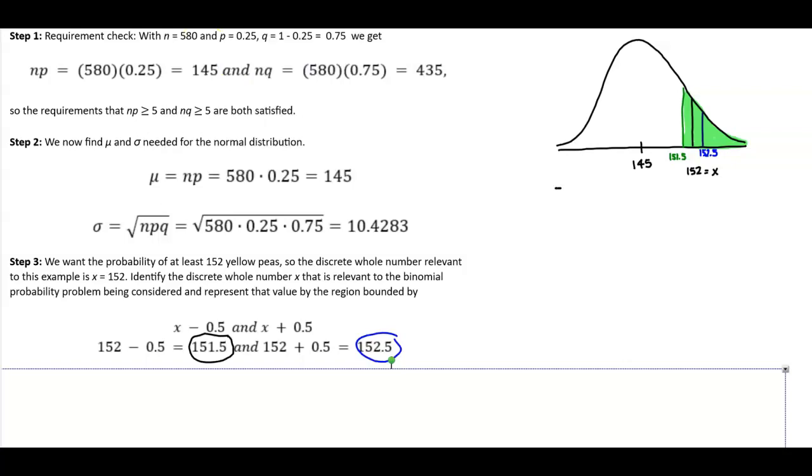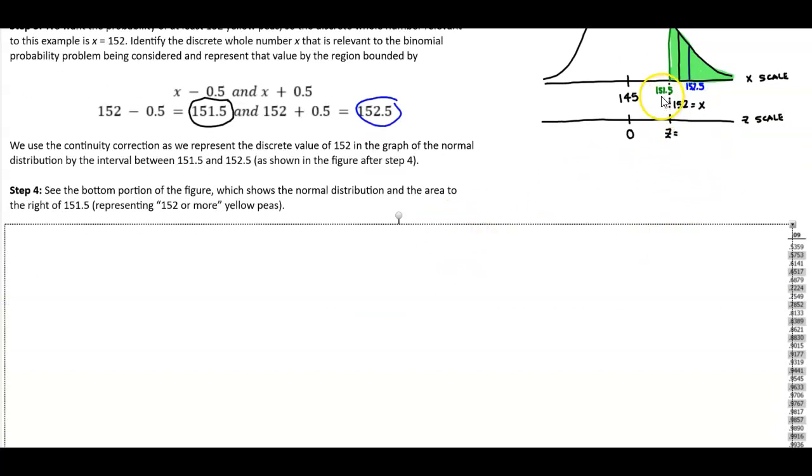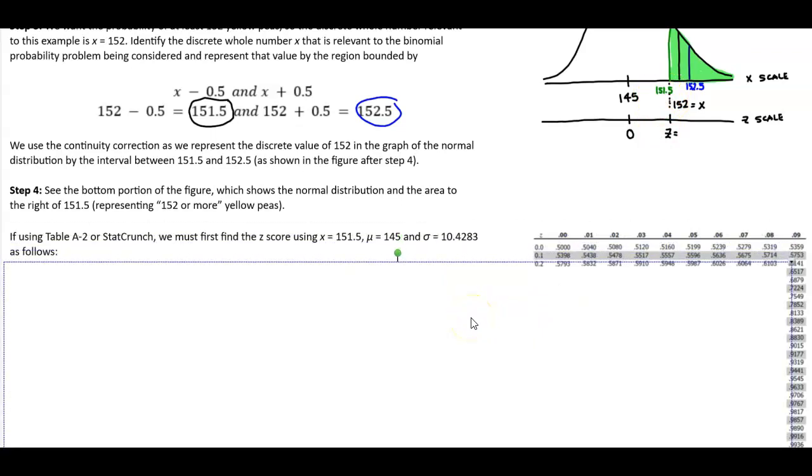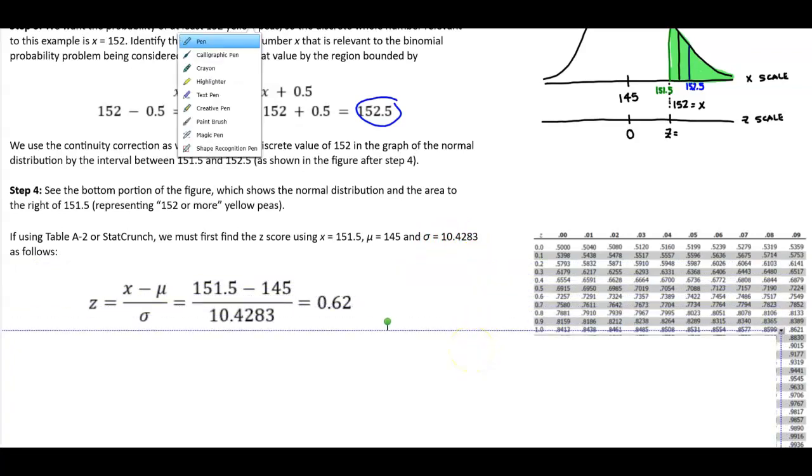Since this is the X scale, this is the Z scale, and 0 represents the mean for the Z scale. We want to find the Z-score associated with the value of 151.5. If using table A-2 or StatCrunch, which we're going to do both, we must first find the Z-score using x to be 151.5, the mean to be 145, and the standard deviation to be 10.4283. So we're going to plug in our values.